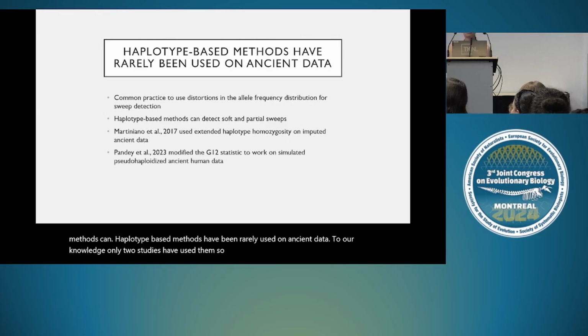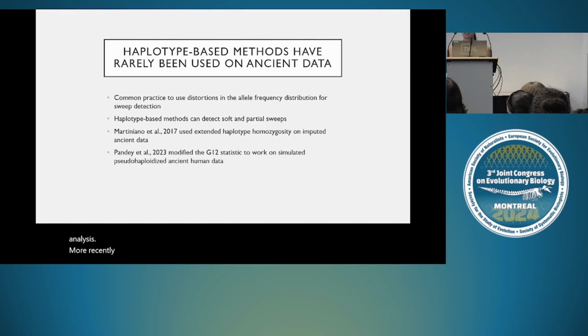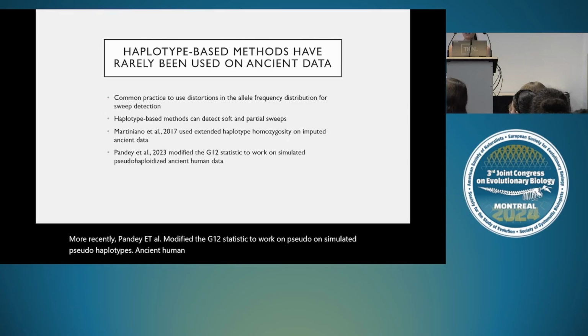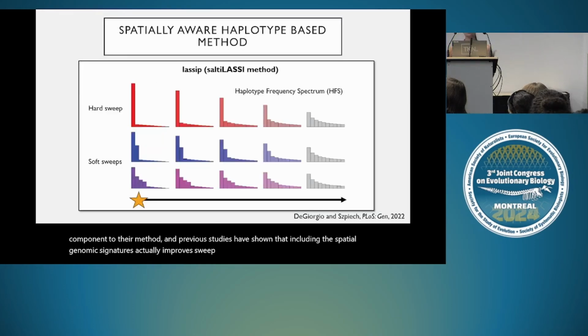In 2017, Martignano used the extended haplotype homozygosity statistic on imputed ancient data, and they used this to look at commonly known strong hard sweeps. However, they didn't do a genome-wide sweep analysis. More recently, Pandy et al. modified the G12 statistic to work on simulated pseudohaplotized ancient human data, but they did not incorporate a spatial genomic component to their method, and previous studies have shown that including the spatial genomic signatures actually improves sweep detection. And so this is where we come in.